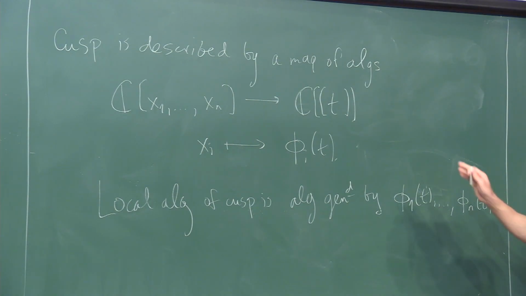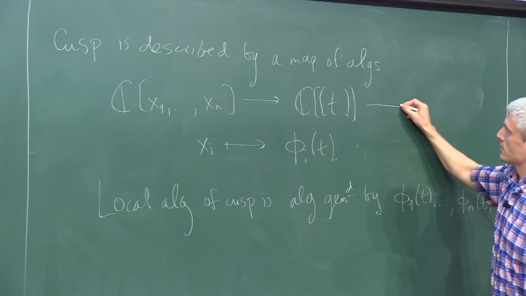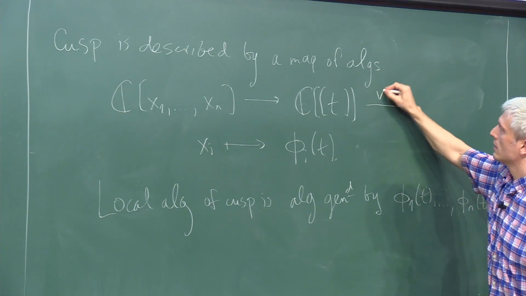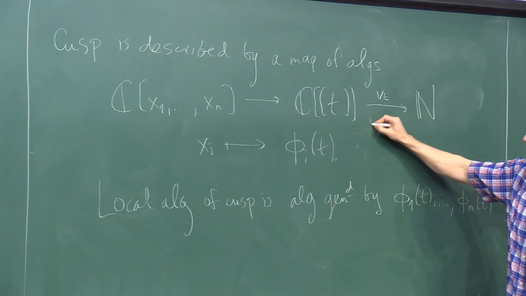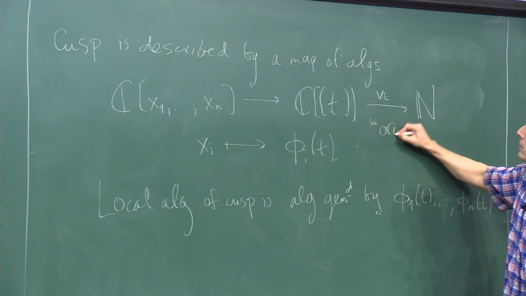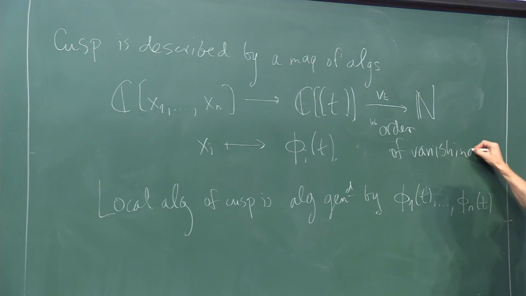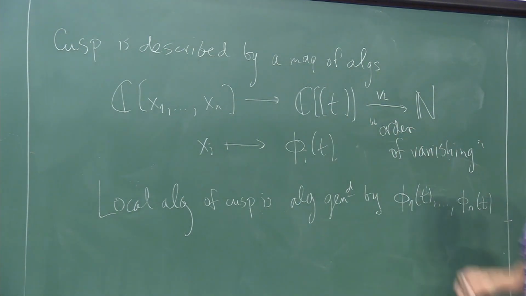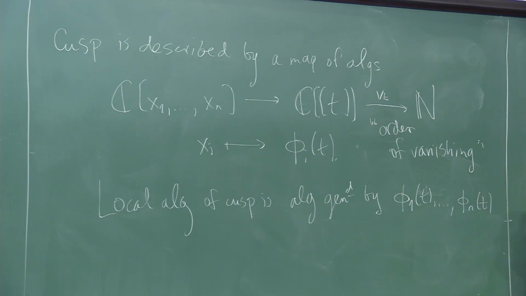But then what's interesting is that on this power series ring, there's a natural non-Archimedean valuation that just sends a power series to its order of vanishing. So this is the order of vanishing map at T equals 0. And the image of this composition is a semigroup of natural numbers, essentially because orders of vanishing in products are additive.